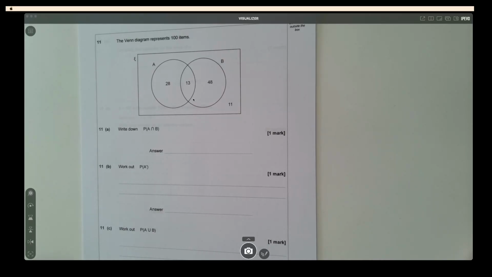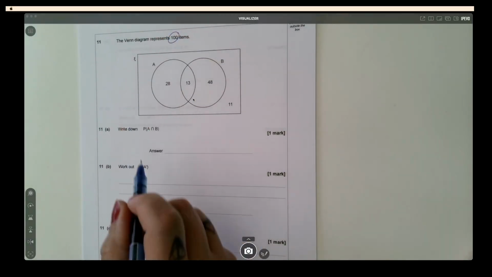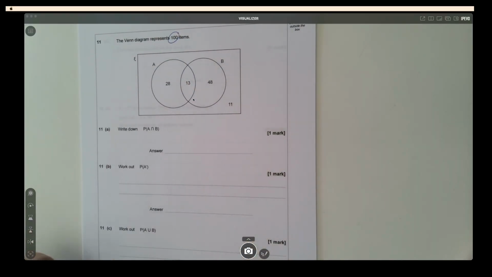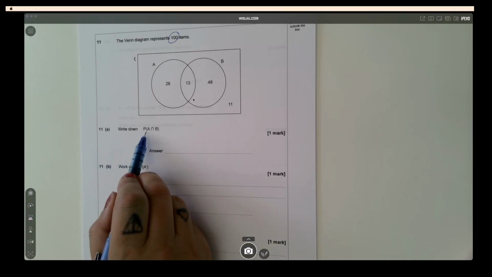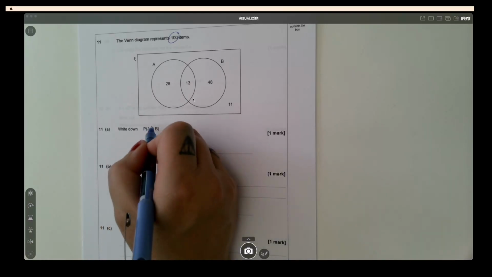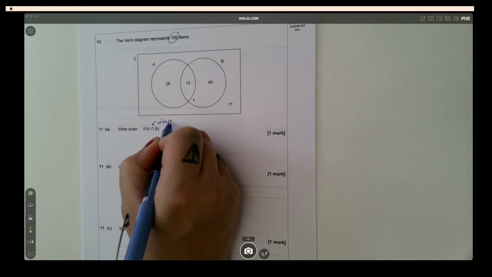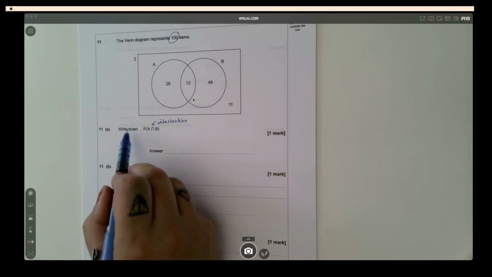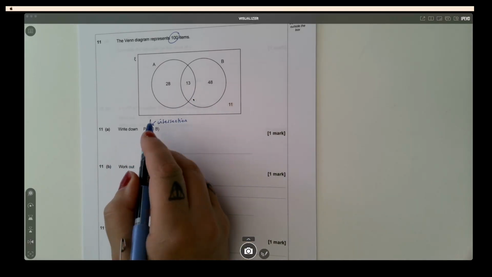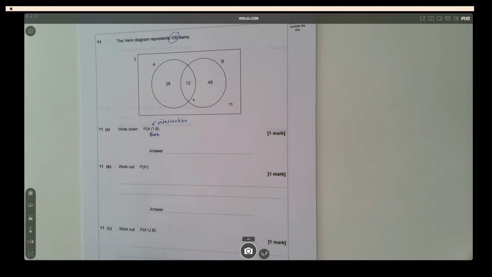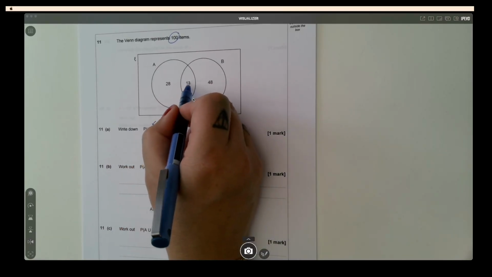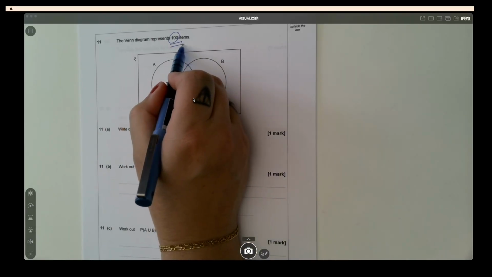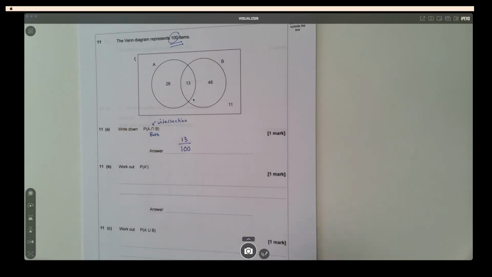Question 11. The Venn diagram represents 100 items, so all of the numbers inside this diagram must add up to 100. 11a, write down the probability of A intersection B. So this symbol is the intersection, and the intersection is this middle section here. So write down the probability that it's A intersection B. It's in both A and B. Well, there's 13 in that centre part, and we've been told it's out of 100, so our denominator would be 100.